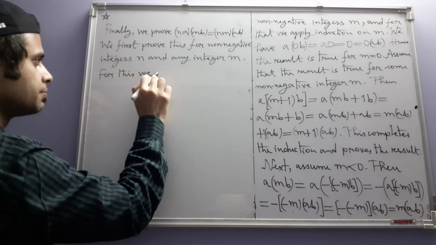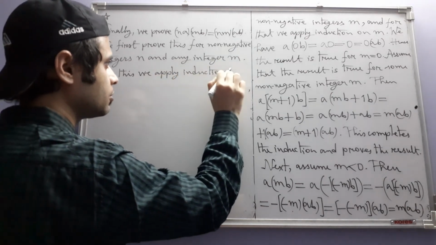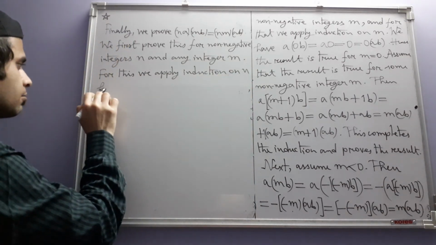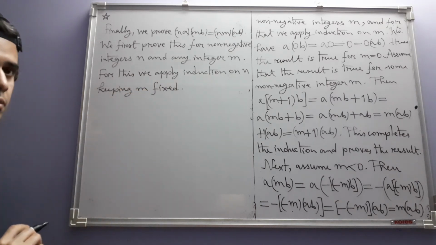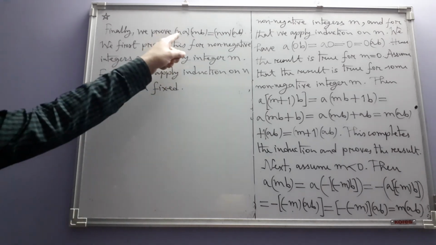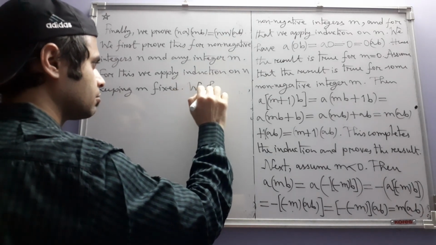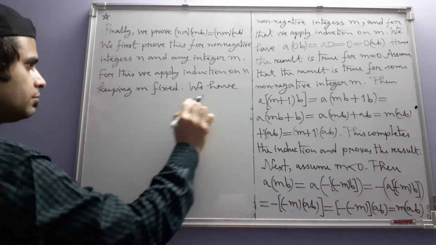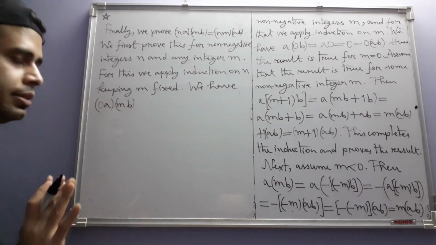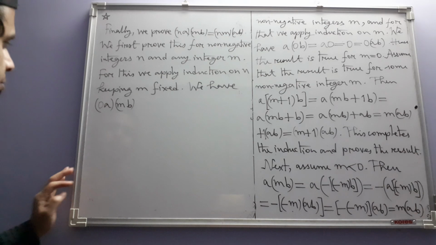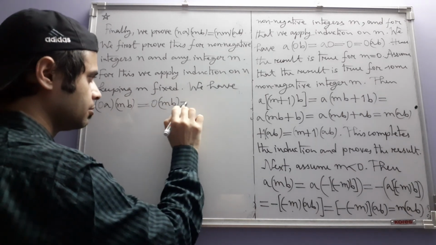For this we apply induction on n, keeping m fixed. So that means the first value of n will be 0. We have 0 a m b. Now m is any integer, positive, negative or 0, that does not matter. 0 a m b is equal to 0 m b, which is equal to 0.